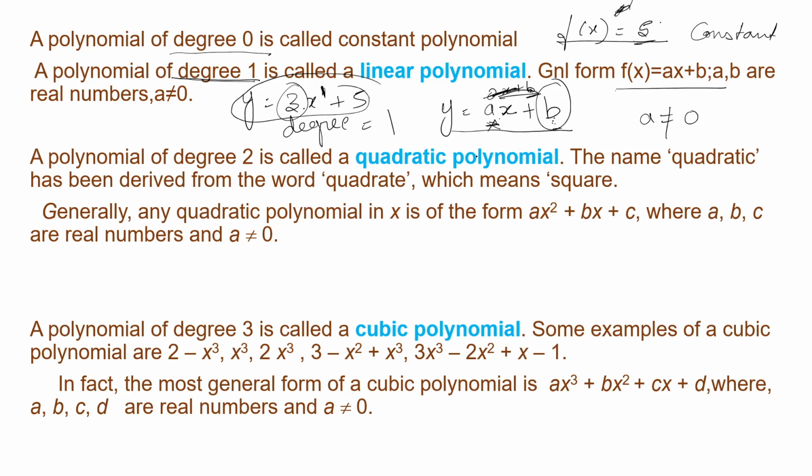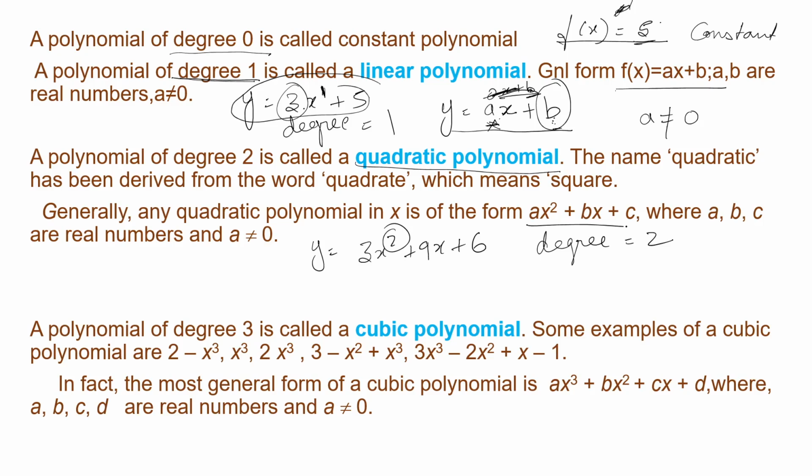So next one is quadratic. You yourself can understand what quad means: 2. So quadratic means the degree should be 2. Okay, so if I am writing y is equal to 3x square plus 9x plus 6, what is the highest exponent here? The highest exponent is 2. So what is the degree then? The degree is 2.